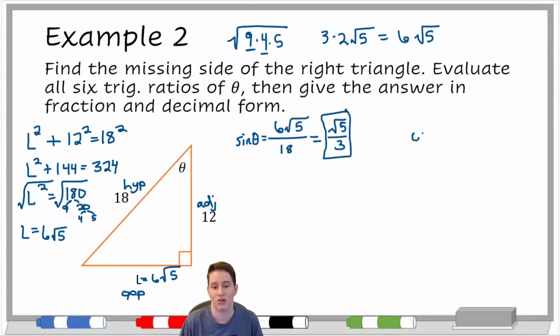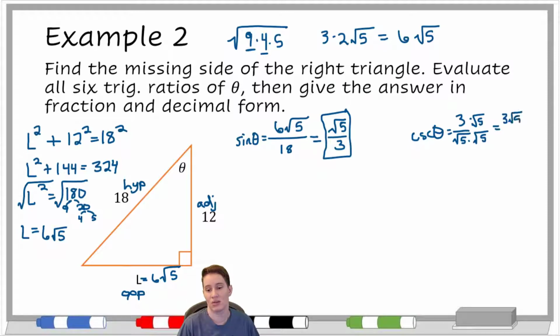Now, if we think about cosecant, which is the reciprocal of this, we would flip it over and get 3 over the square root of 5. We could flip over the 6 square roots of 5 over 18, but that simplification with 6 and 18 is going to happen no matter what. So we might as well use this more simplified answer to turn it over. And then this time cosecant is going to need to be rationalized because of where the square root is. So this is 3 square roots of 5 over 5.